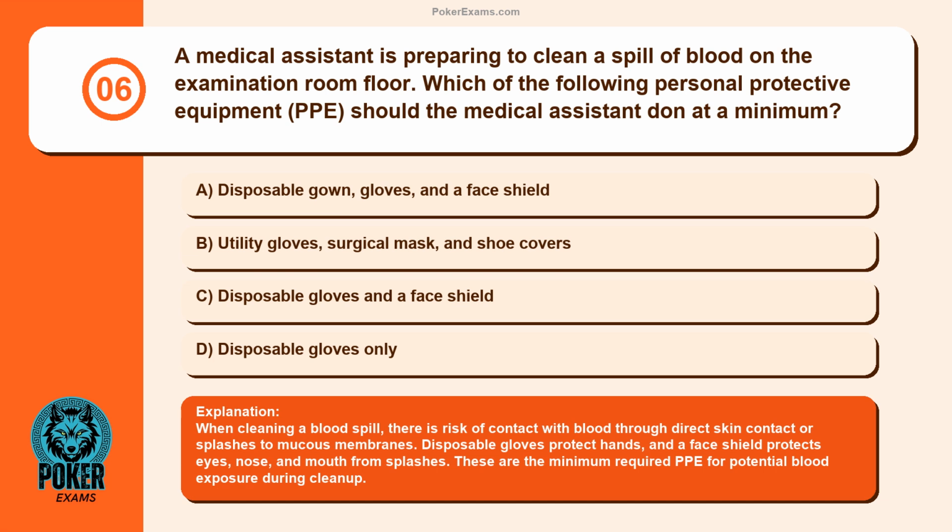When cleaning a blood spill, there is risk of contact with blood through direct skin contact or splashes to mucous membranes. Disposable gloves protect hands, and a face shield protects eyes, nose, and mouth from splashes. These are the minimum required PPE for potential blood exposure during cleanup.